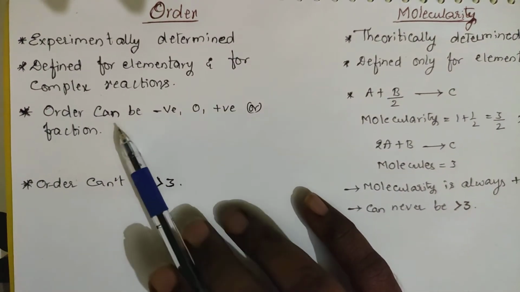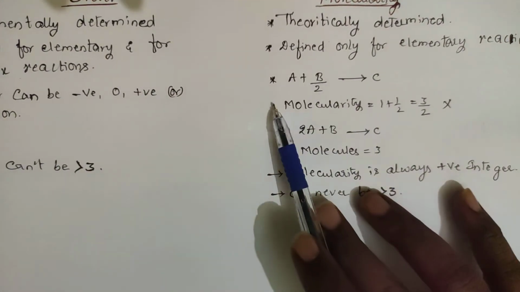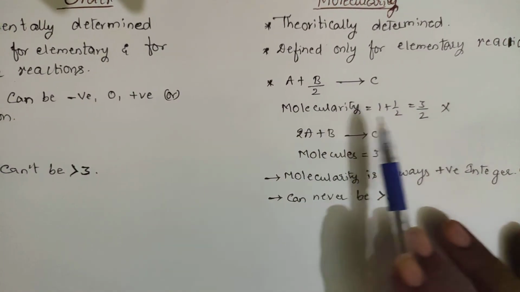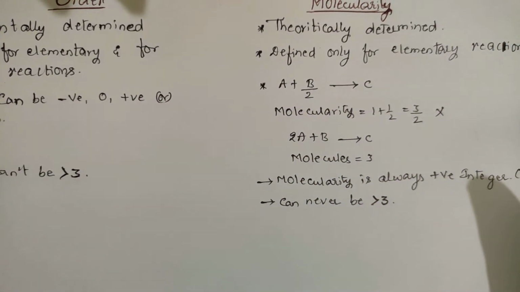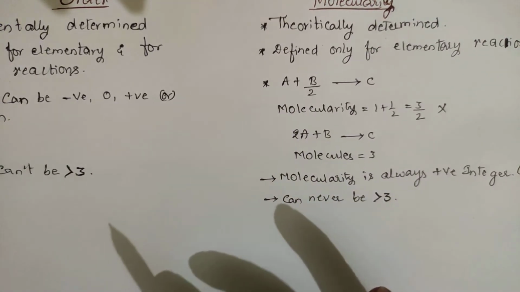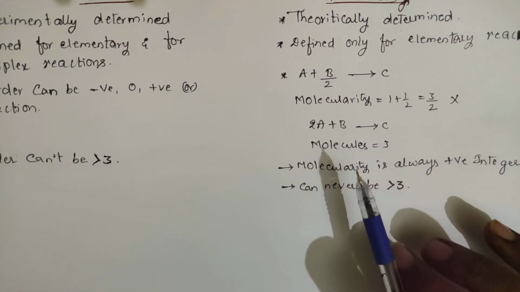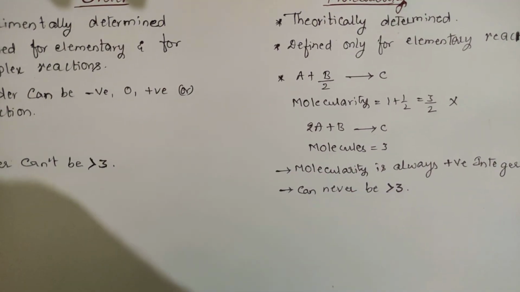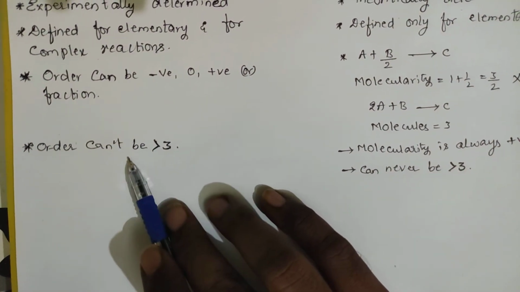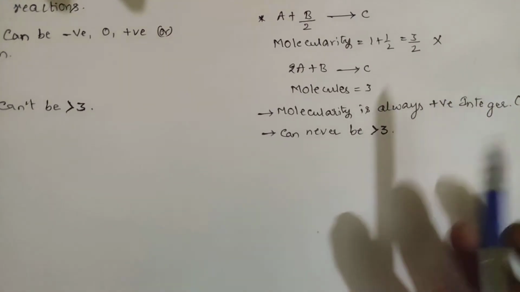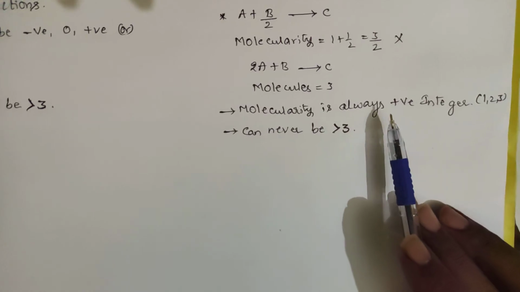Order can be negative, 0, positive or a fraction. Molecularity cannot be a fraction, because half a molecule will not be there. You will have at least 1 molecule, 2 molecules, 3 molecules, but 0.5 molecules you will not have. So molecularity can be only an integer value: 1, 2, 3 like that. Order can take all values, fractional values also, and molecularity also cannot be greater than 3. But molecularity is always positive.